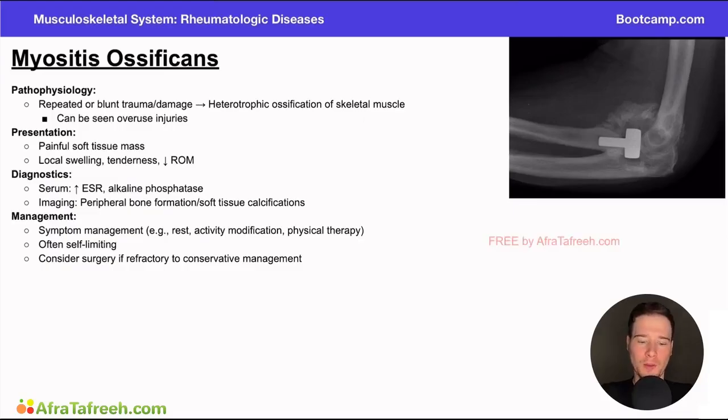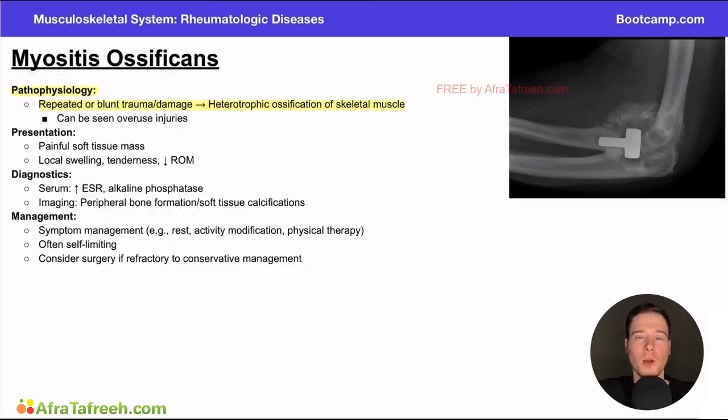So when we think about the pathophysiology here, we're dealing with a condition that has repeated or blunt trauma/damage that leads to heterotopic ossification of skeletal muscle. So let's break this down a little bit. Repeated damage over time to the soft tissue can lead it to become ossified. Ossified meaning that it becomes a bony formation. And so myositis ossificans is essentially heterotopic ossification, which is a benign ossification of the soft tissue, or bony formation of the soft tissue.